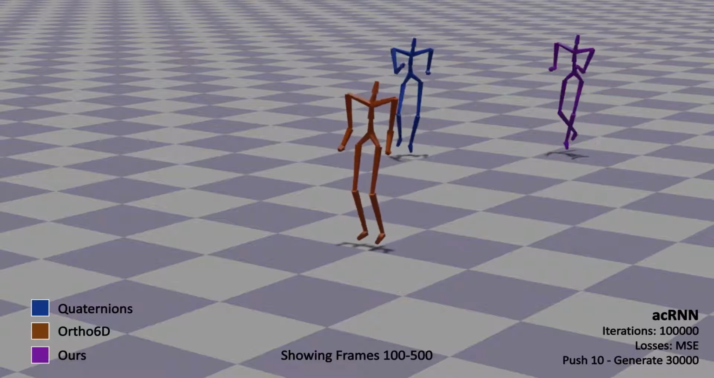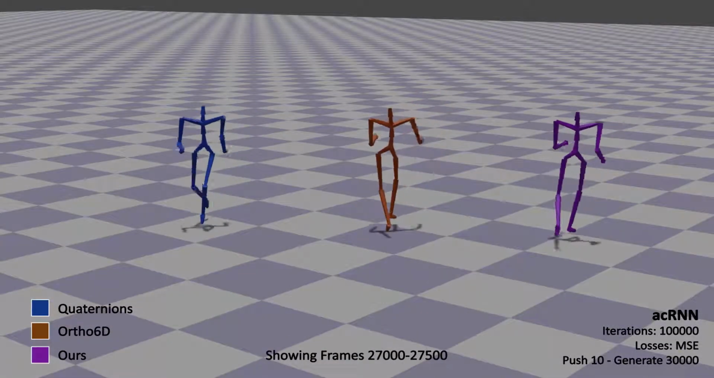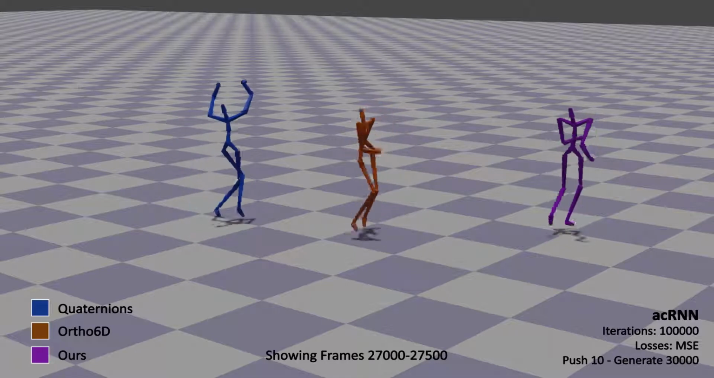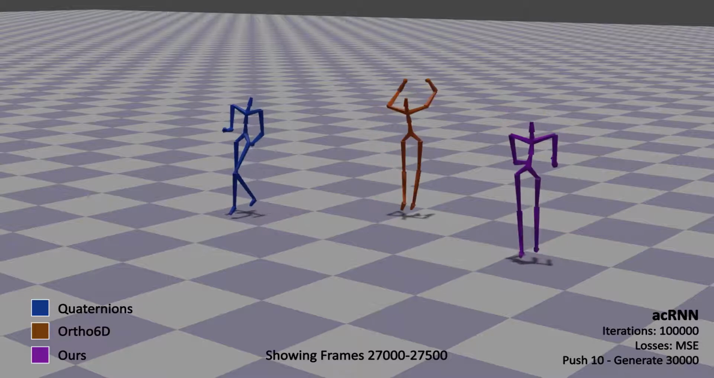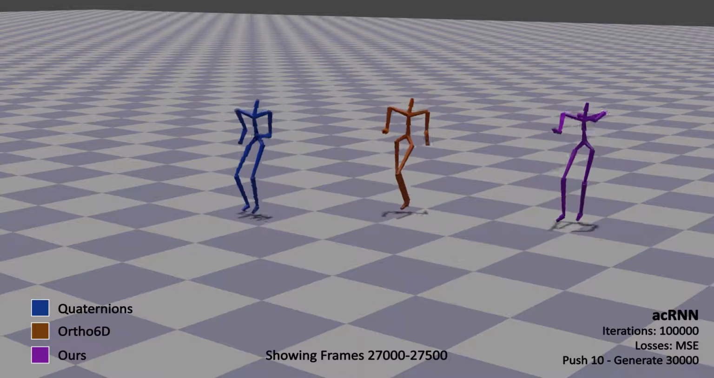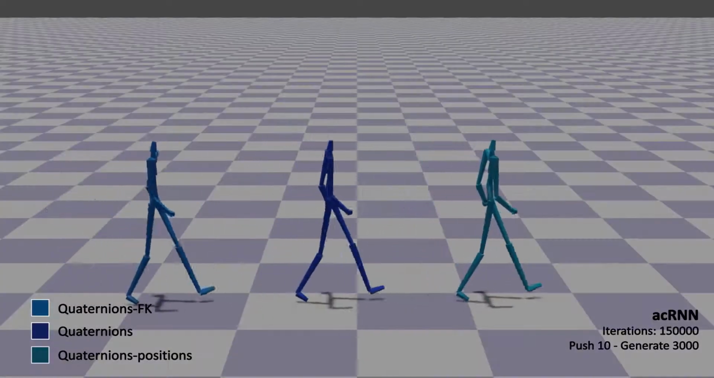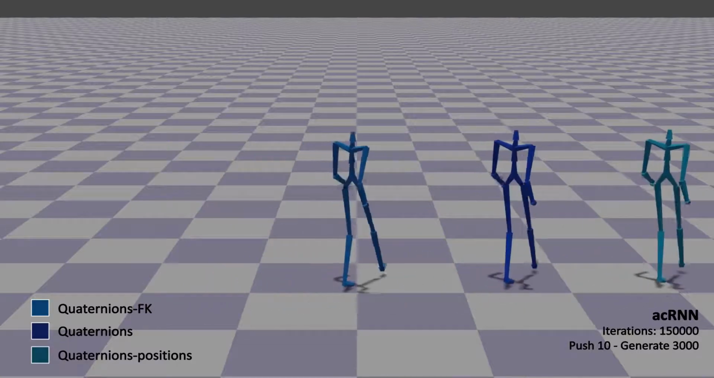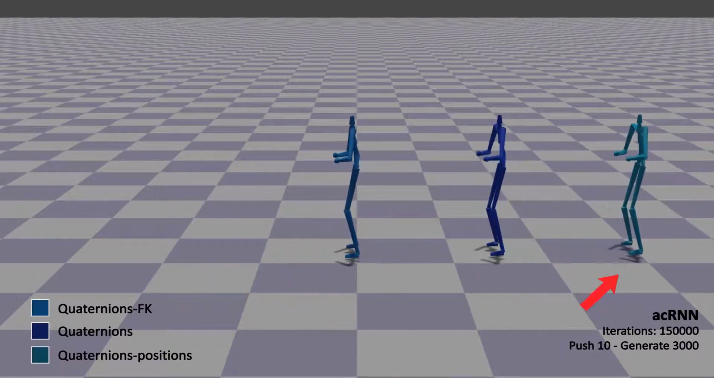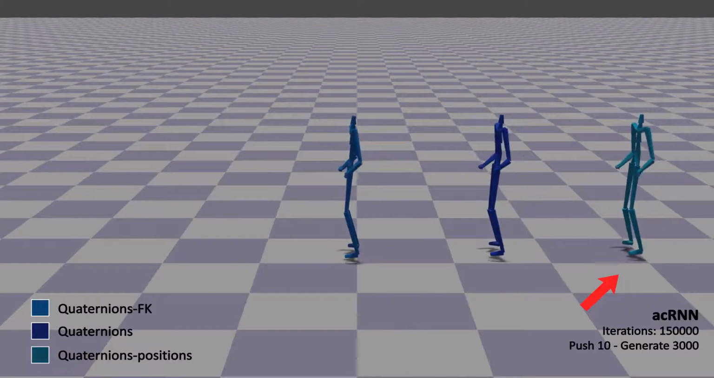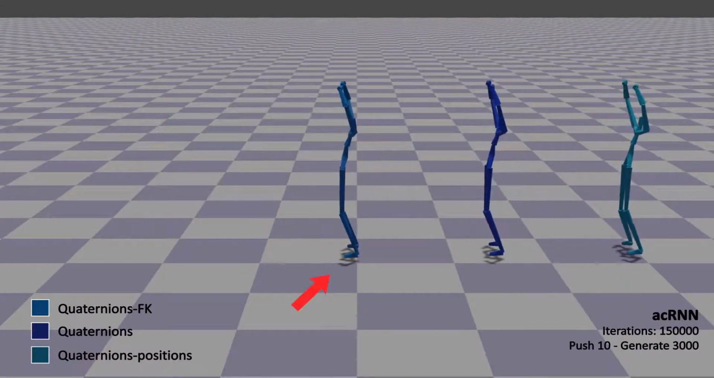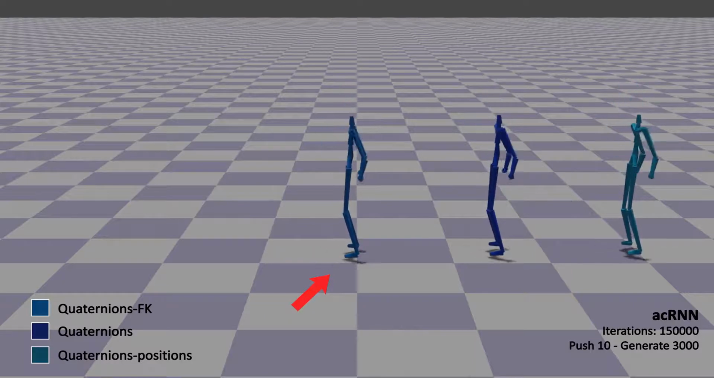The generated motion does not freeze for any of the representations. However, it gets repetitive. Compared to the other representations, motion generated with ours is more natural and stable. For quaternions, we additionally evaluate the performance of different variants. The light blue skeleton on the right, which shows the quaternions with appended positions, is shaky, while the one on the left, which represents a quaternion variant with an FK layer, generates the motion with the fewest artifacts.